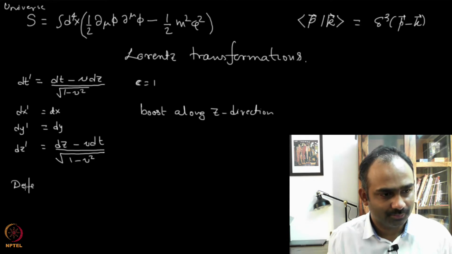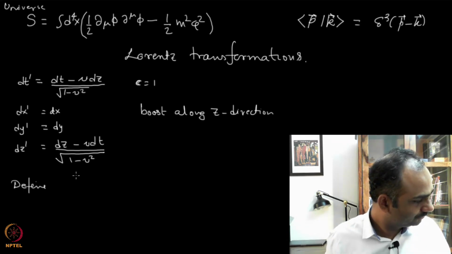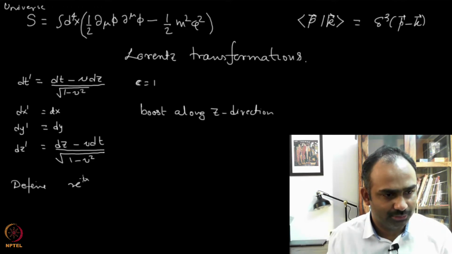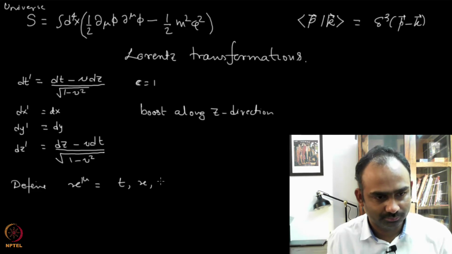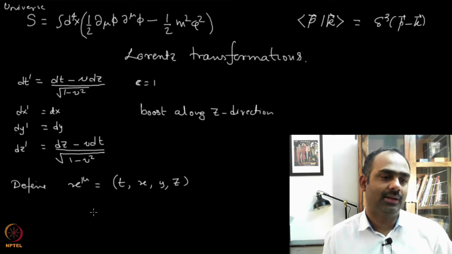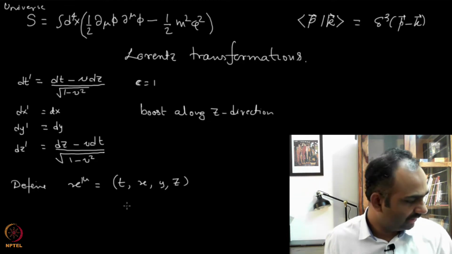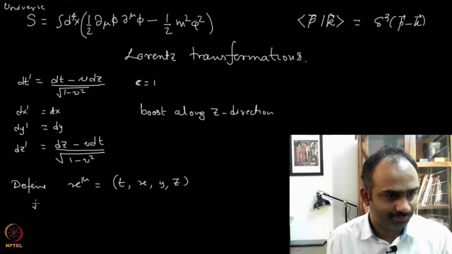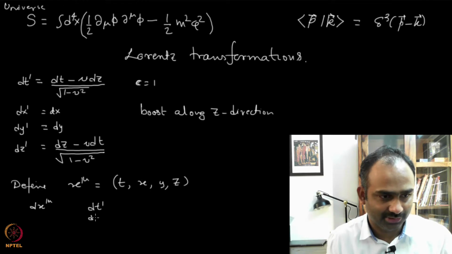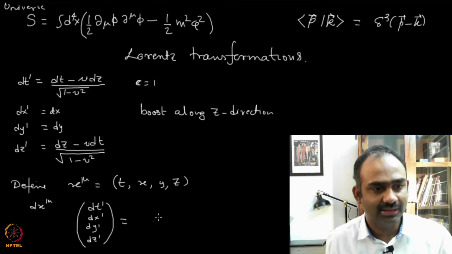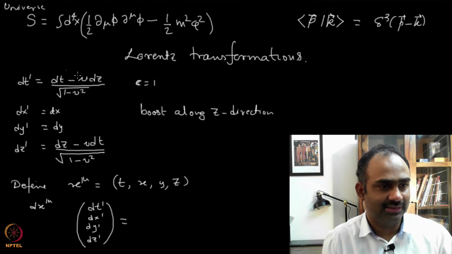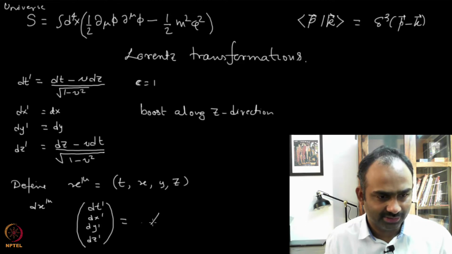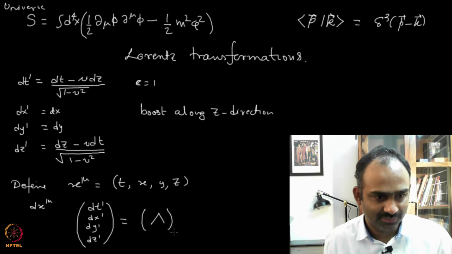Now I define x mu to be these four entries, t, the time, and the spatial coordinates. Then I see that the dx mu, which is basically this dt prime, dx prime, dy prime and dz prime, you have to write these equations in matrix form. So there is some matrix which I will call lambda, which you can determine from these equations, and this is a 4 cross 4 matrix of course, and then you have your column vector.